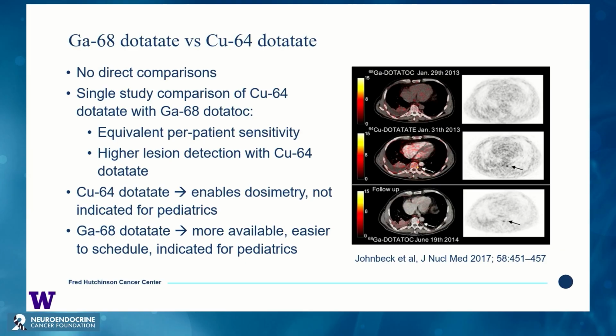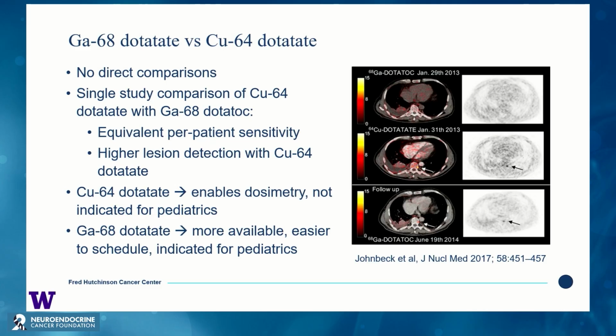On follow-up, about a year and a half later, as you can see from the dates of the scans, they obtained a gallium-68 Dotatoc scan, and now they can see that lesion. So this preliminary study suggested that copper-64 Dotatate was more sensitive than at least gallium-68 Dotatoc. However, Dotatate is the same ligand. So when you're comparing gallium-68 Dotatate versus copper-64 Dotatate, we are using the same peptide to target. So it's a little less clear whether there's really a difference between them. So in practice, we treat them equivalently.